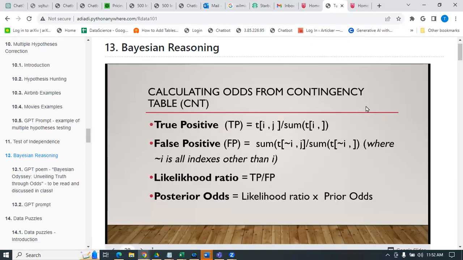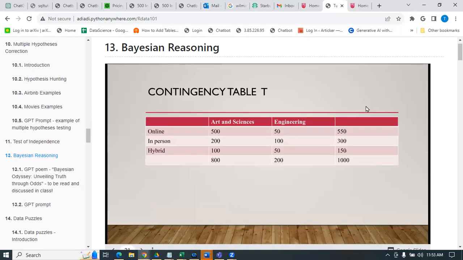I'm not going to delve into the details of those formulas. You have to inspect them and make sure they're correct. But simply, I'll proceed with an example. So here's an example of a contingency table on preferences between online teaching, in-person teaching, and hybrid teaching between arts and sciences and engineering students.